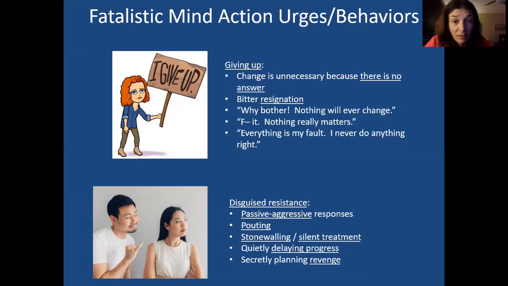So related thoughts. Why bother? Nothing will ever change. F it. Nothing really matters. Okay. Sorry for the bad language there, but that's a really strong component, right? And sometimes when you're about to relapse for something that you're trying to give up, like substance abuse, you might say, F it. Who cares? There's no point. I can't do this recovery thing, right? And that's very related to fatalistic mind.